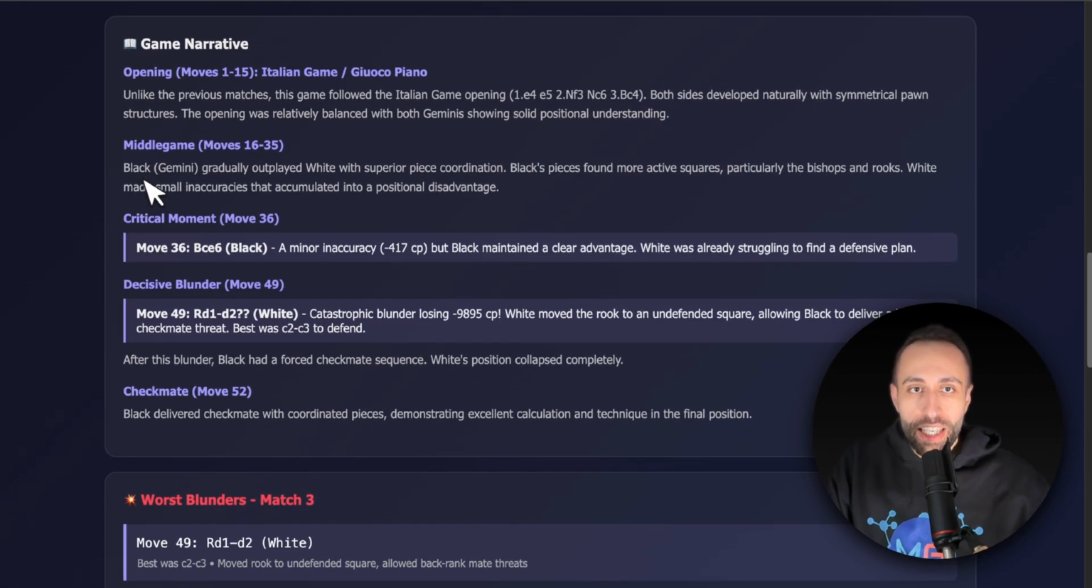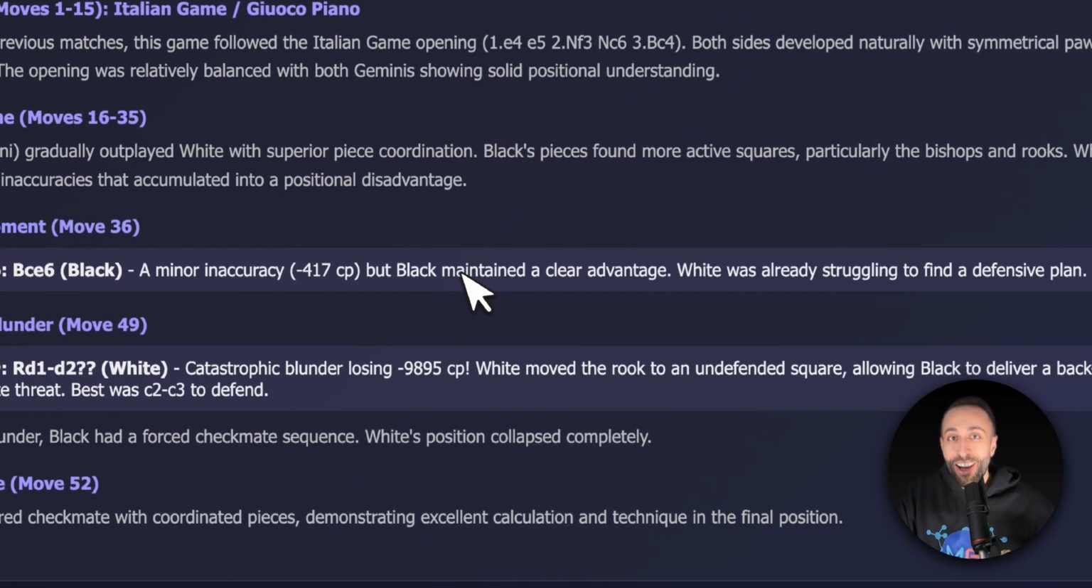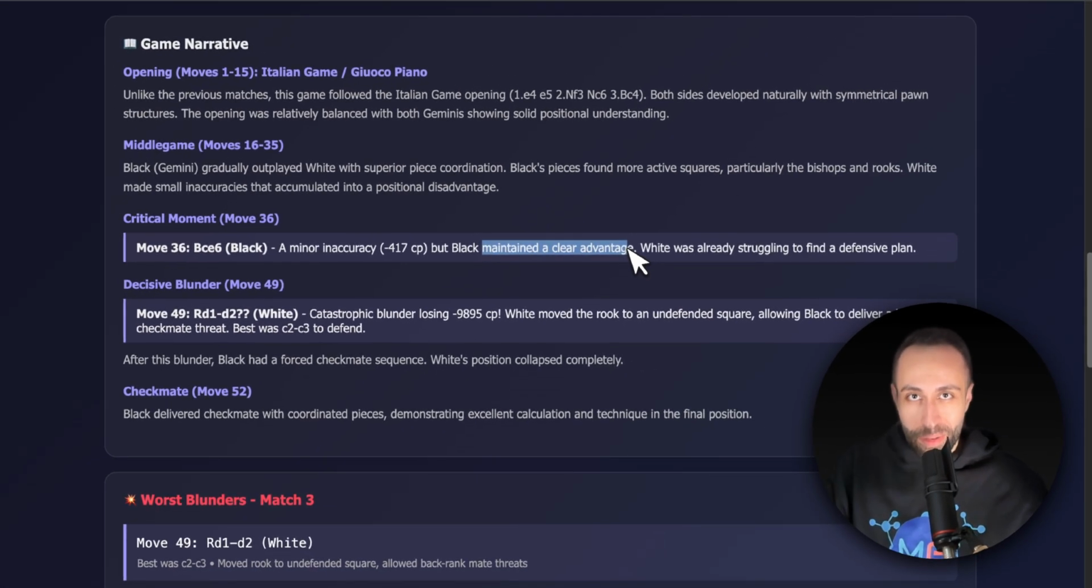At the middle of the game, the black Gemini gradually outplayed the white one with superior piece coordination. There was a critical moment at move 36, a very minor inaccuracy by one of the Gemini models that suddenly allowed the other Gemini model to gain a clear advantage. Just one small mistake by one Gemini, and the other took it and started capturing the winning point.